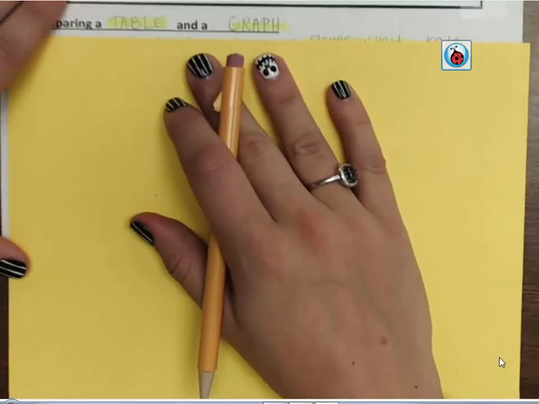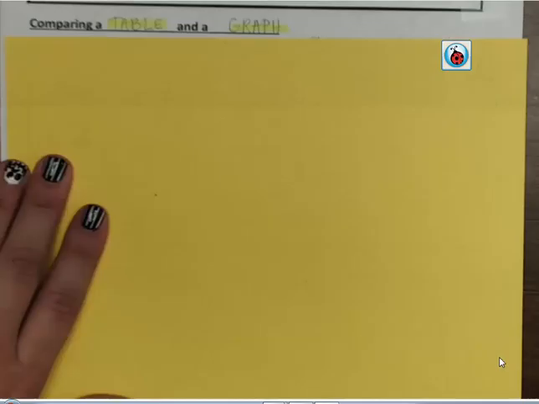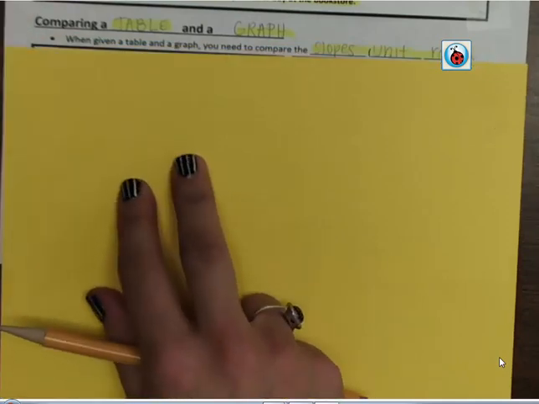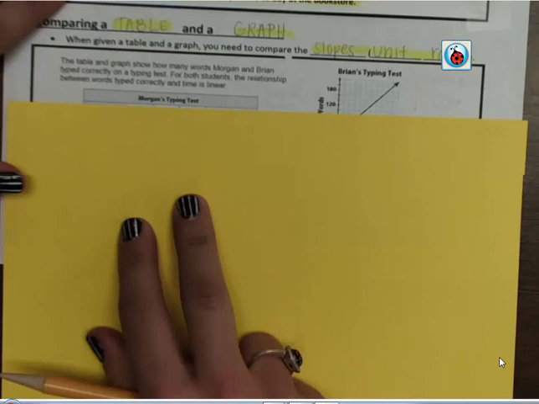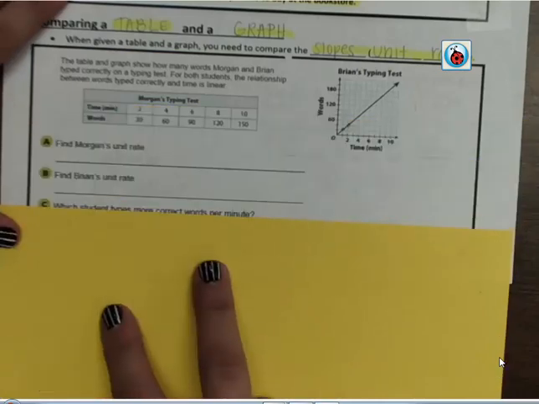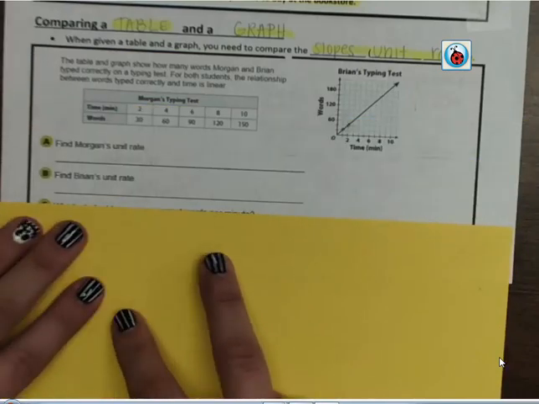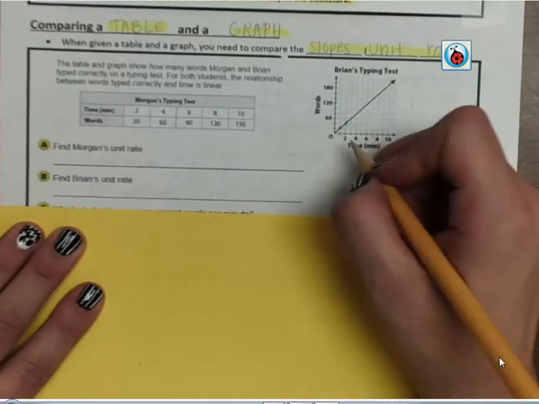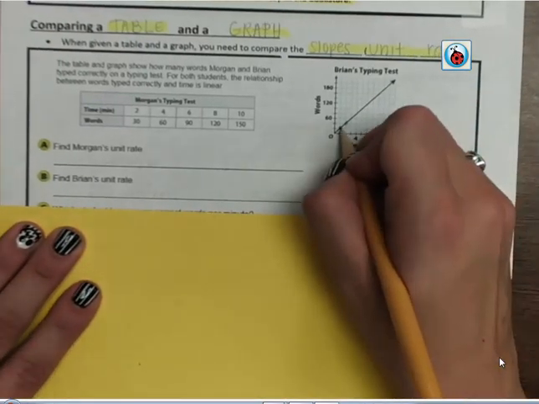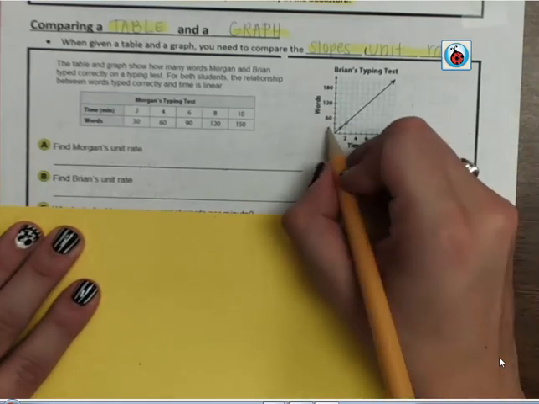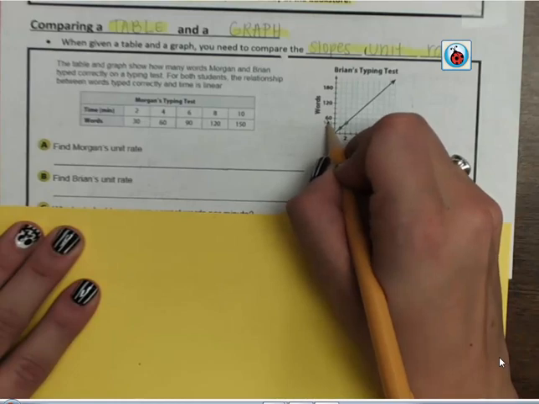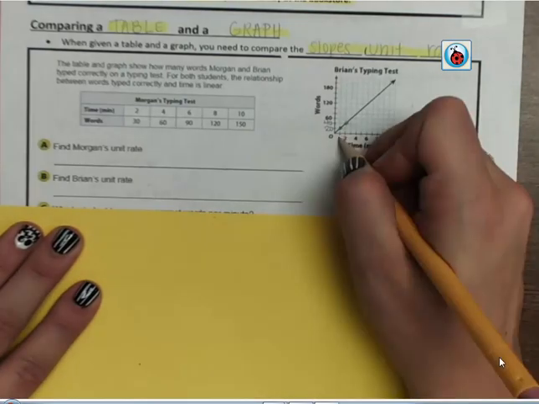Alright, so next we're going to compare a table and a graph. When you're given a table and a graph, you need to compare the slopes. So we have to look at the slopes with this. Alright, so here, let's use our graph. To find our slope, you need to find 2 points on your graph, and I notice that these are going up by maybe 20, 40. Looks like it's going up by 20s, and these are going over by 1s.